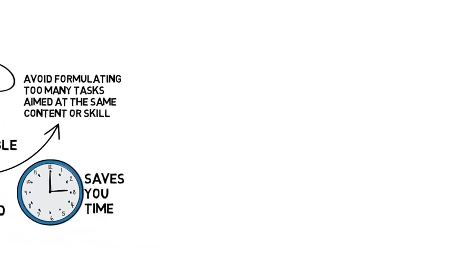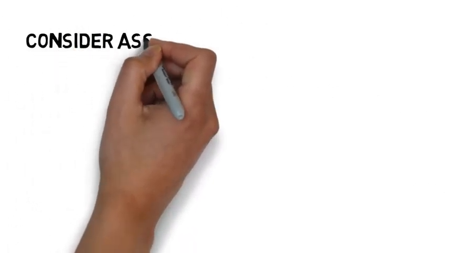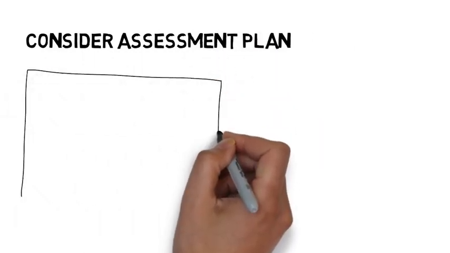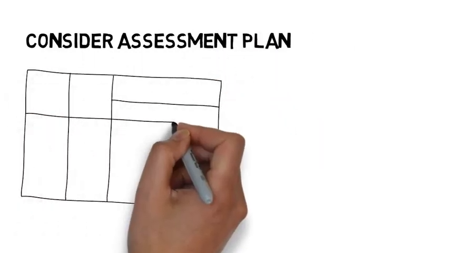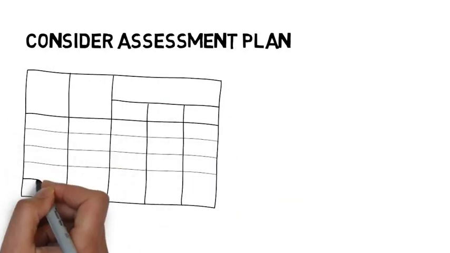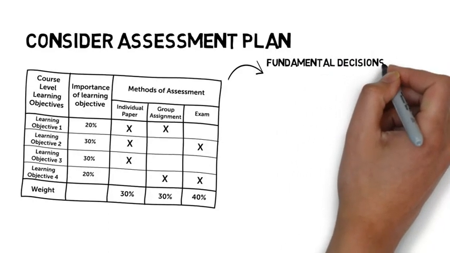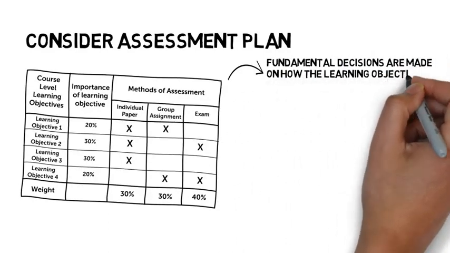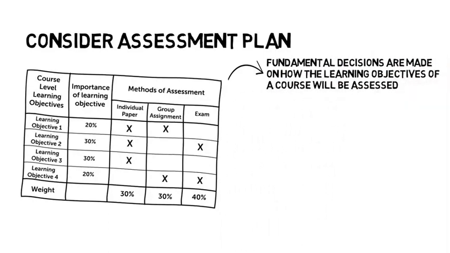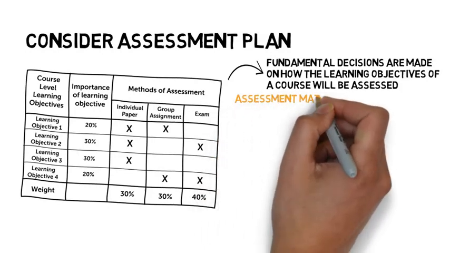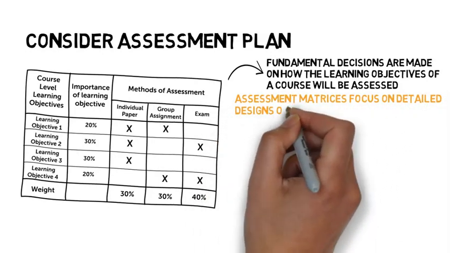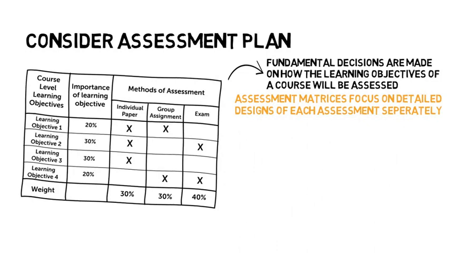So, where do you start when developing an assessment matrix? First, you need to take a look back upon your assessment plan. If you don't have one yet, and you're not sure how to make one, watch our instructional video about how to write an assessment plan. In an assessment plan, fundamental decisions are made on how the learning objectives of a course will be assessed. An assessment matrix, on the other hand, focuses on the more detailed design of each assessment separately.